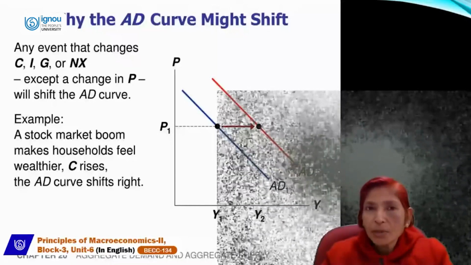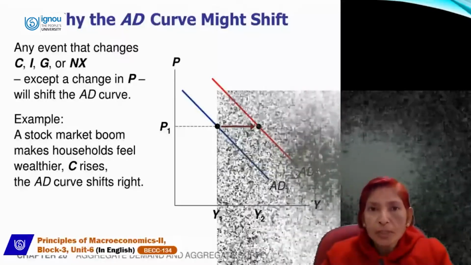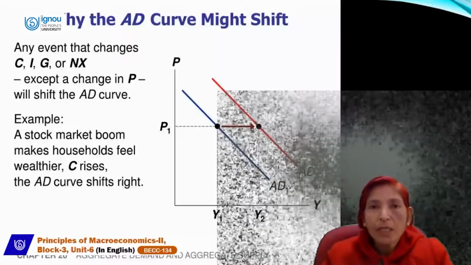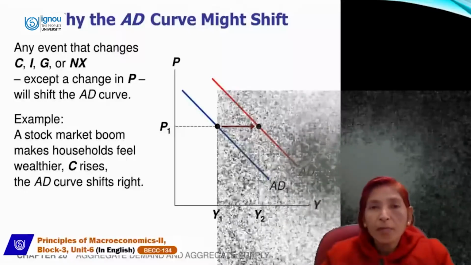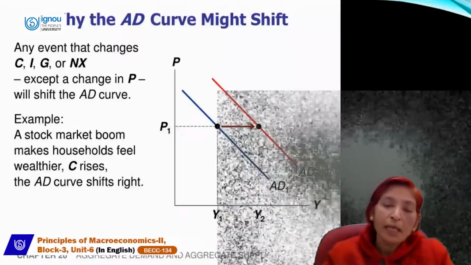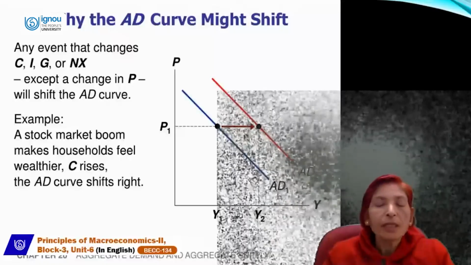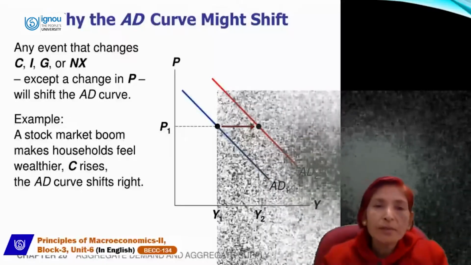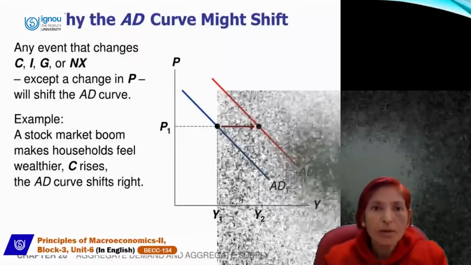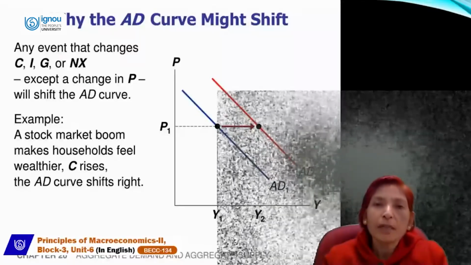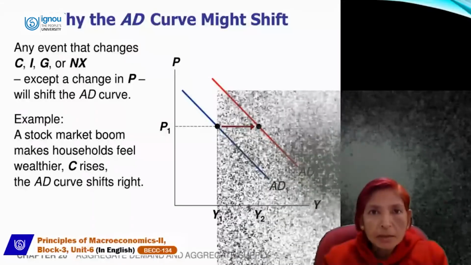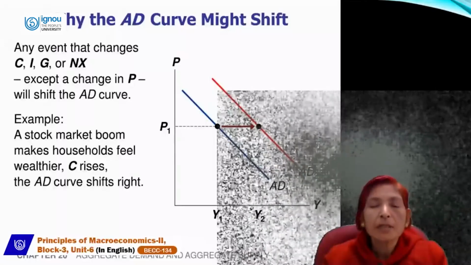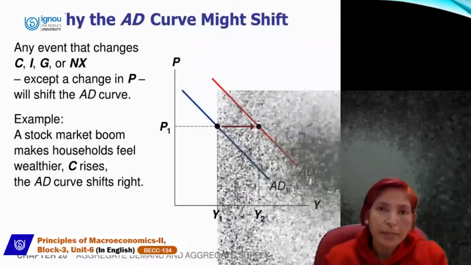And next is net export. If we are exporting more goods, then the country's income will rise, more foreign exchange will come into our country, and we can buy more products, then the aggregate demand curve will shift to the right-hand side. So these are the main causes of aggregate demand shocks or shift in the aggregate demand curve. And aggregate demand is the sum total of C plus I plus G plus NX.